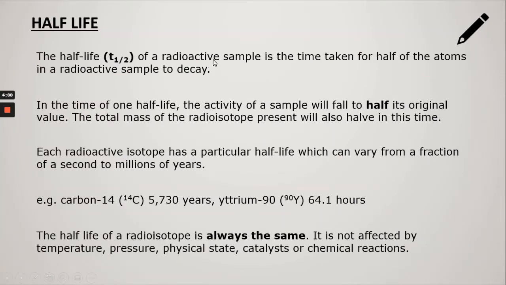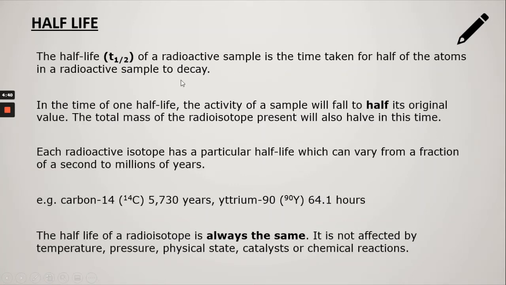Okay, so half-life. The half-life can be given the symbol T half. The half-life of a radioactive sample is the time taken for half of the atoms in the radioactive sample to decay. So in the time of one half-life, the activity of a sample will fall to half of its original value. The original value is just the value at the start of whatever period of time you're measuring, because the total activity always falls by half in the time of one half-life, no matter what the original value was. It's always going to halve. And the total mass of the radioisotope present will also halve in this time.